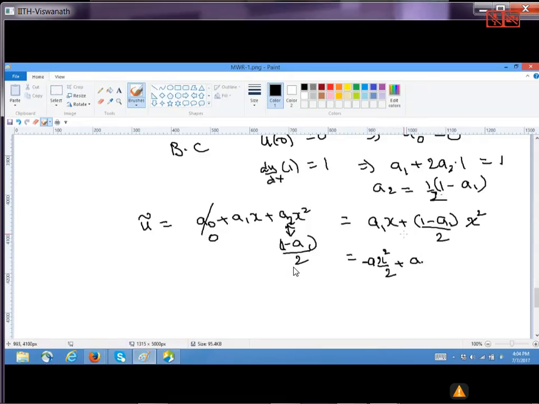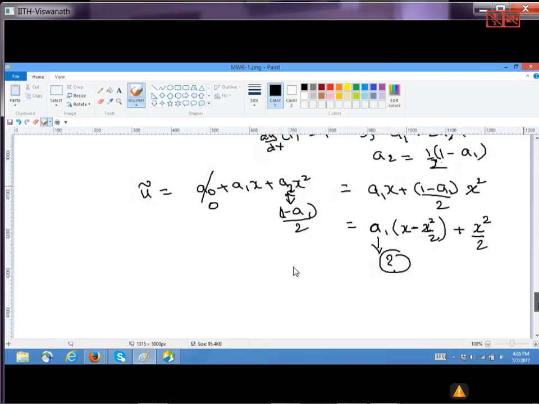Okay, let me undo it. Let me write it in terms of a1. So if I take a1 into x minus x square by 2 plus x square by 2, this is my approximation, but I don't know what a1 is. A1 is determined using the collocation method. Okay, let us see how it is being done.